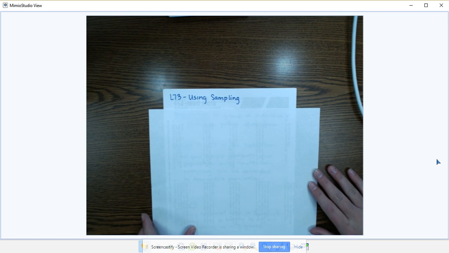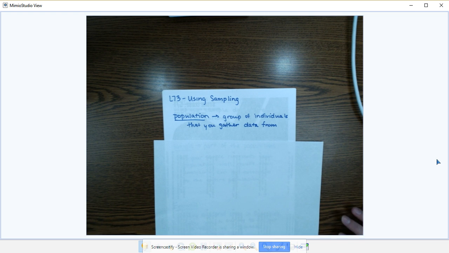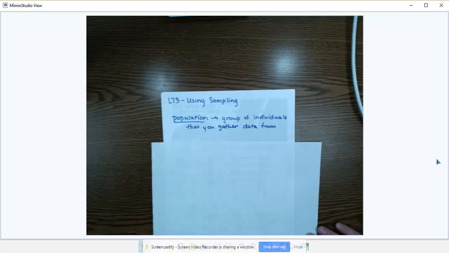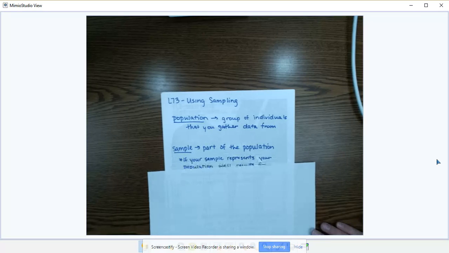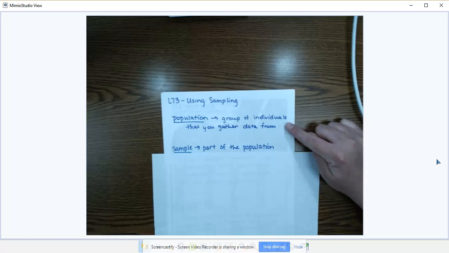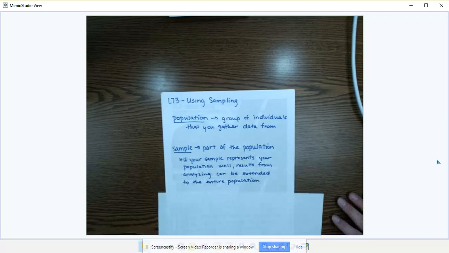We're going to look at different types of sampling methods today. So a couple vocab words to start us off. Population is just the group of people that we want to get information from. And then the sample is part of the population. We obviously, at times, can't survey all of our population, so we get a representative sample.